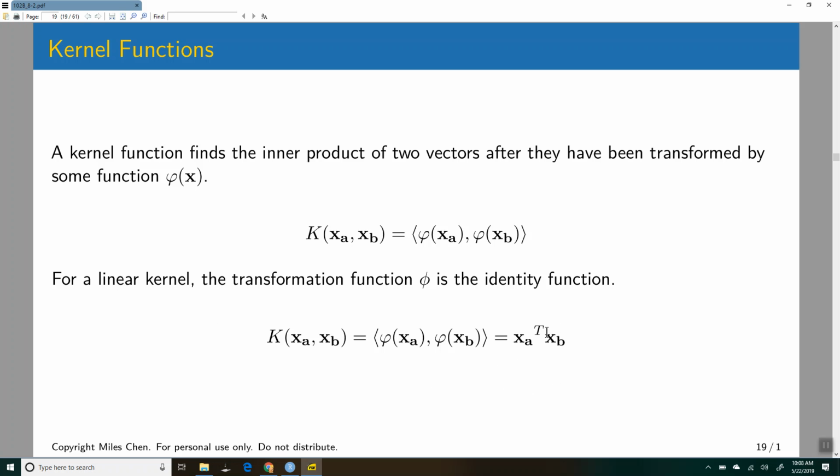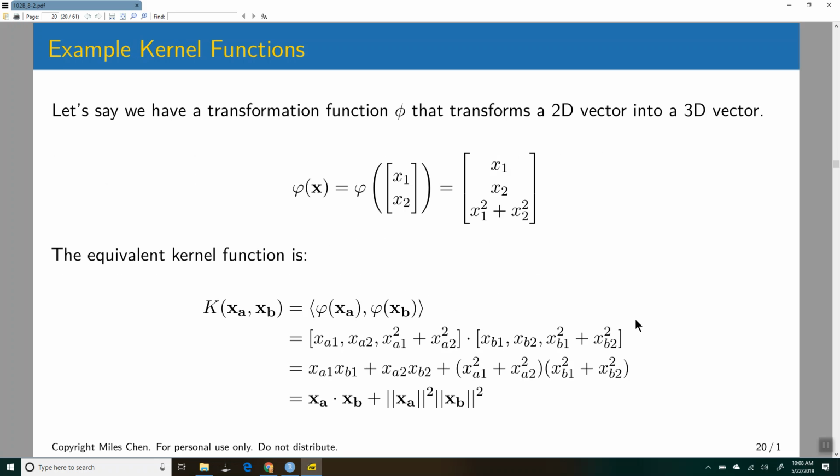Okay, so you can either do xa transpose xb or xa dot xb, and those are the same thing. So in the linear kernel, phi is the identity function. But then we have other kernels, and this is one that I think we saw when we talked about support vector machines. This one will transform x, the fancy phi, from a two-dimensional vector into a three-dimensional vector.